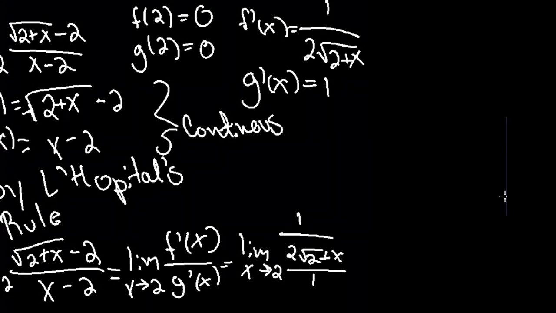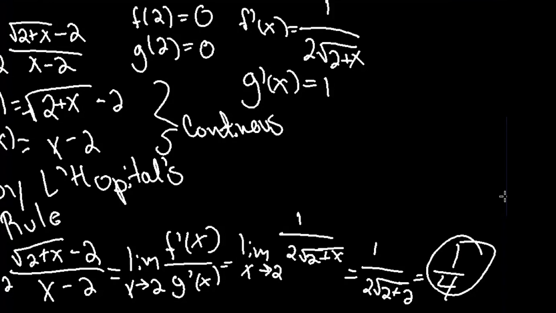Now we can plug in 2. But since this is all over 1, we don't really have to write that, so it's less confusing. We have this. Now we can plug in 2, so 1 over 2 root 2 plus 2. We know 2 plus 2 is 4, and the root of 4 is just 2, and then 2 times 2 is 4. So this is 1 over 4, and that is our answer to our limit.